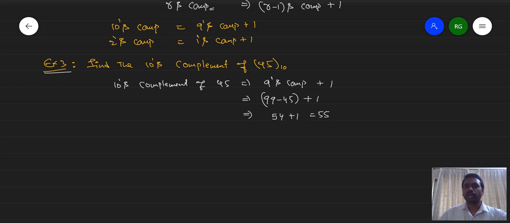And there is one shortcut for this. The shortcut is very simple. So first, subtract the first non-zero digit.